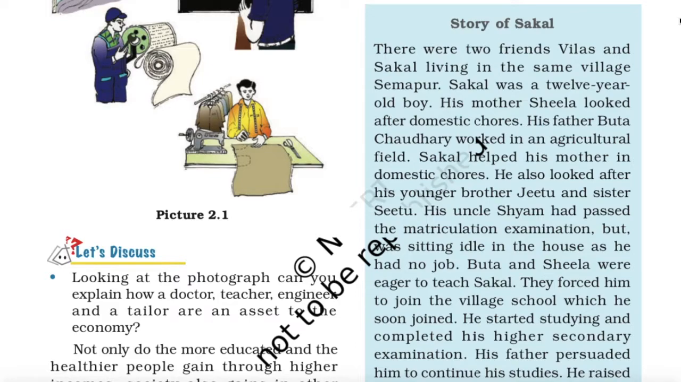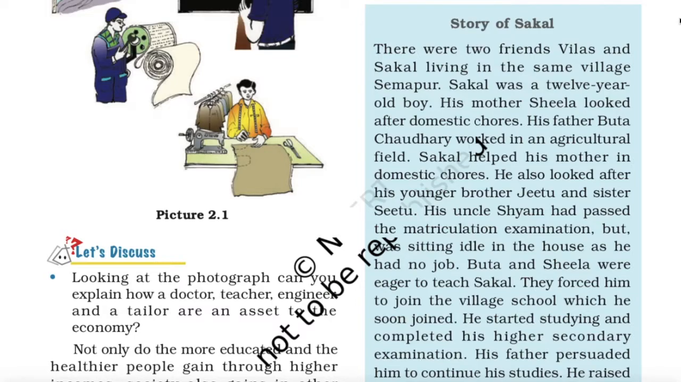Sakal helped his mother in domestic chores. He also looked after his younger brother Jeetu and sister Seetu. His uncle Shyam had passed the matriculation examination but was sitting idle in the house as he had no job. Bhuta and Sheila were eager to teach Sakal. They forced him to join the village school, which he soon joined.